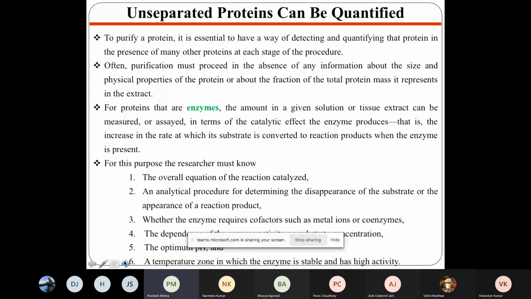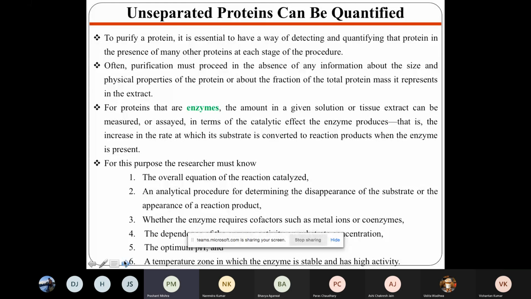So for this purpose, you should need the overall equation. Suppose I have to measure the protease, what I need to know is which substrate it is going to use and what is the product of the reaction. So suppose I am looking at the protease, I should have a protein, I can use the enzyme protease, and what you get is hydrolyzed protein, that means different amino acids. You should also have an analytical procedure for determining the disappearance of the substrate or appearance of the reaction product.